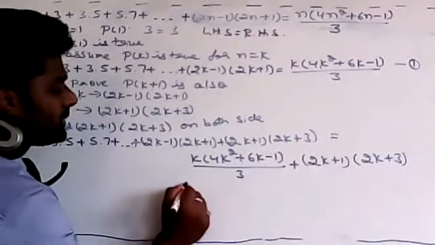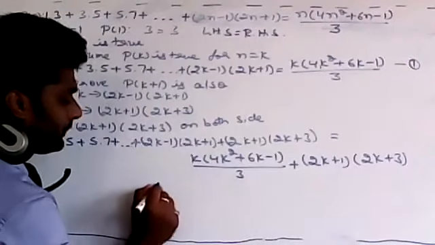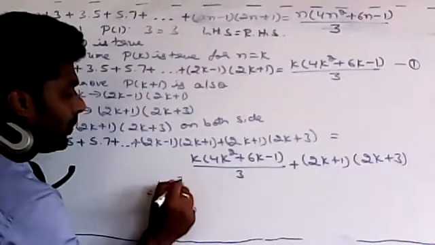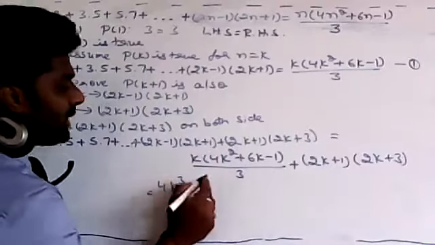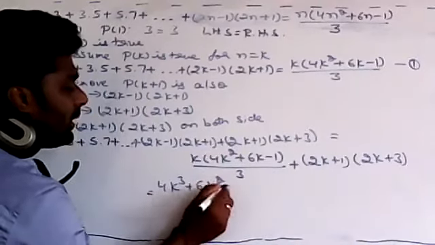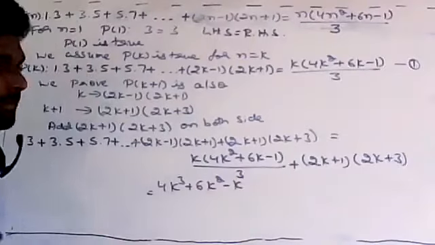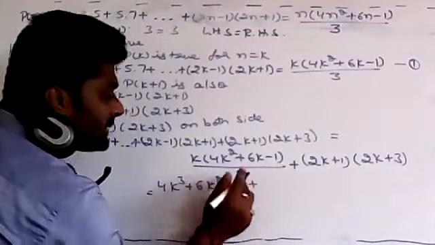4k into 4k square is what? 4k cube. Plus 6k into k is what? 6k square. Minus k into 1 is k. Correct? Next, plus take the LCM.